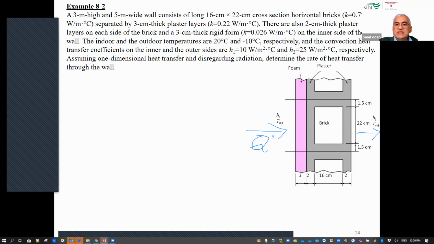May I ask you a question? How many thermal resistances do we have, including inside air and outside air? Just think about it. Look at the figure here, and please try to find out how many layers of thermal resistances we have for this design. Take your time, like 30 seconds, and I will ask you.